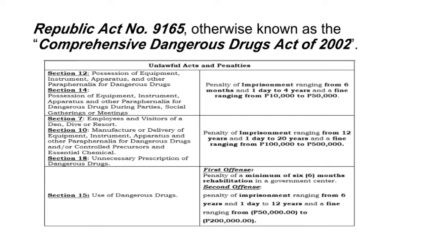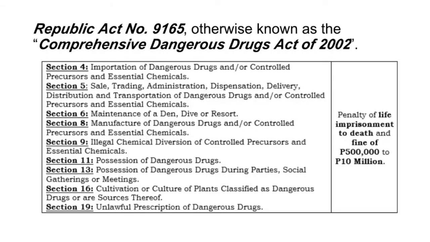Section 10, manufacture or delivery of equipment, instrument, apparatus and other paraphernalia for dangerous drugs and/or controlled precursors and essential chemical. Section 18, unnecessary prescription of dangerous drugs. Section 4, importation of dangerous drugs and/or controlled precursors and essential chemicals. Section 5, sale, trading, administration, dispensation, delivery, distribution and transportation of dangerous drugs and/or controlled precursors and essential chemicals.